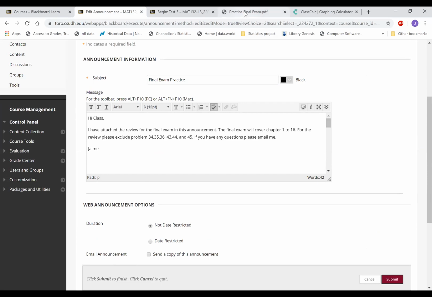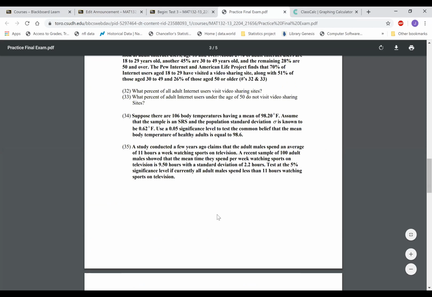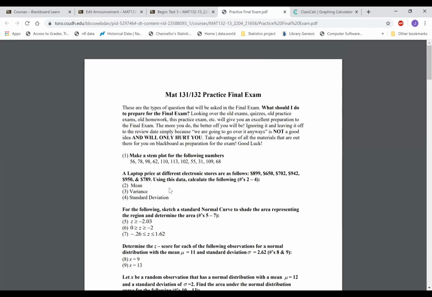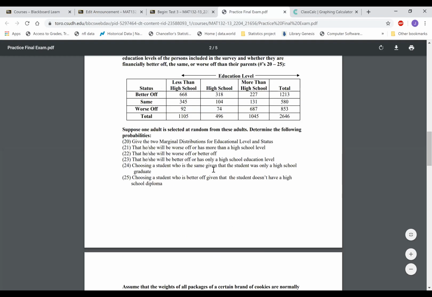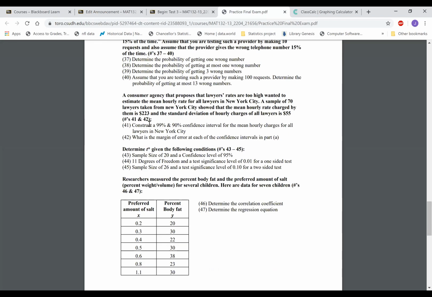All right, so 41. Let's do 41. If you look at 41, it says a consumer agency that proposed that lawyer rates are too high wanted to estimate the mean hourly rate for all lawyers in New York City.